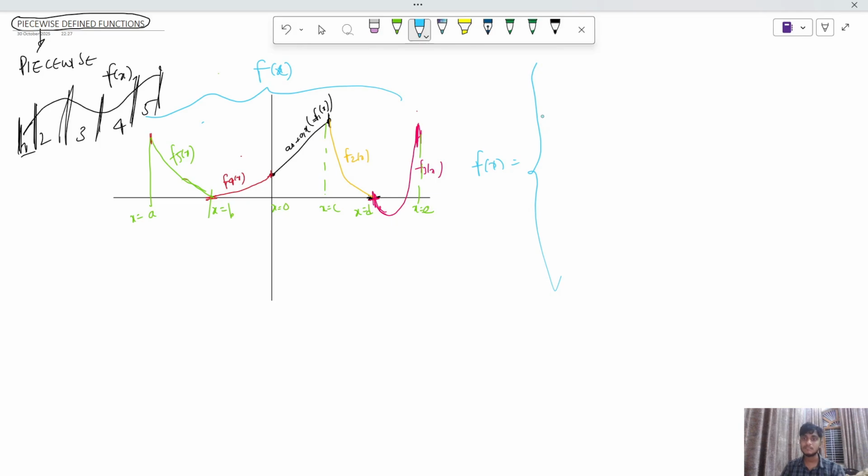How will we define a piecewise function? We start with the bracket. From x equals a to b, the function is f5 of x. So let's say a less than or equal to x less than b. Let's say till b only. From b it's starting f4 of x. So I'm calling this from a to b. Here b is not included and b is included in f4 of x. That's why I'm putting a square bracket and a circular bracket here.